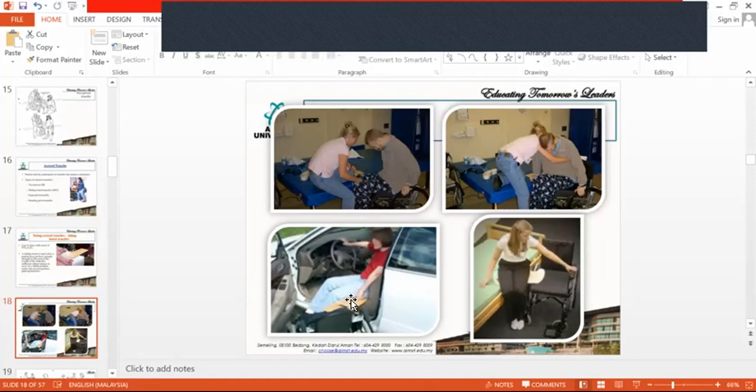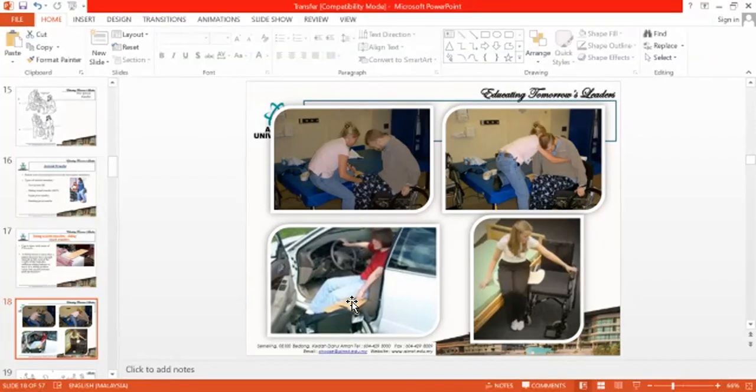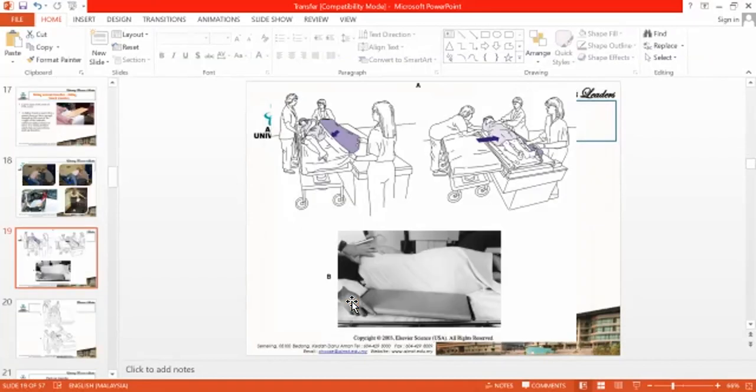Okay, so it is not going to happen in a single day. You need to give practice to the patient. Slowly the neurological patient will be able to improve on that, then they will be able to do it. Is that clear? Okay, so this is three-person transfer.